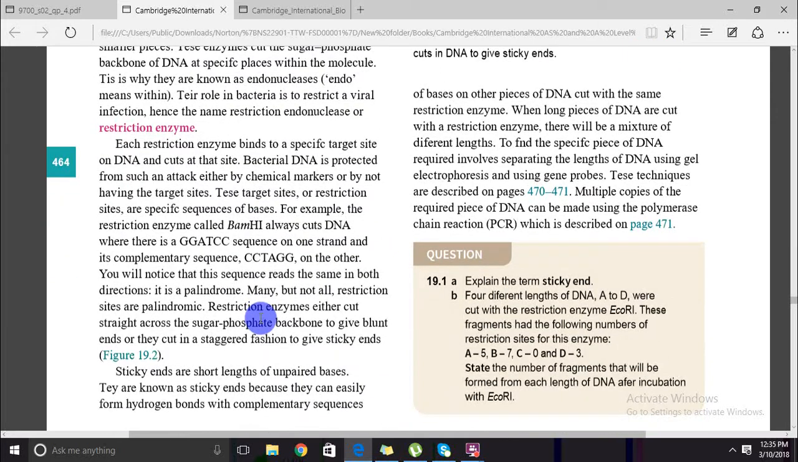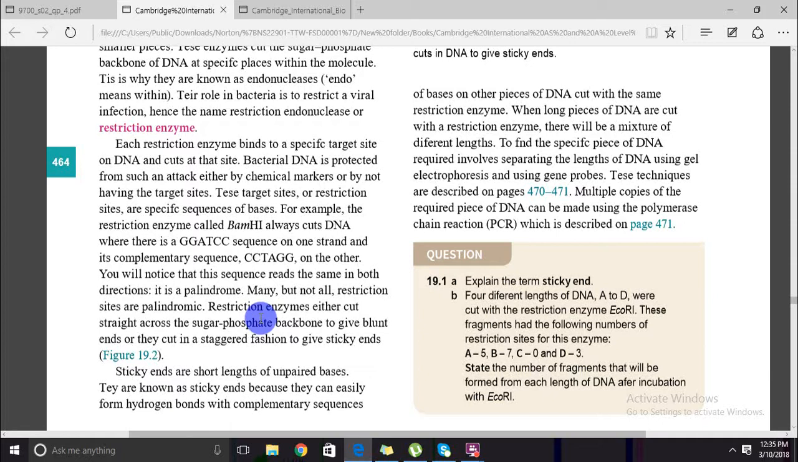So explain the term sticky end. So we have 4 different lengths of DNA, A to D, and they were cut with the same restriction enzyme, and these fragments have the following number of restriction sites, and you need to state the number of fragments that will be formed from each length. So this is a bit difficult to visualize. So make up a DNA, a huge length of DNA, right?